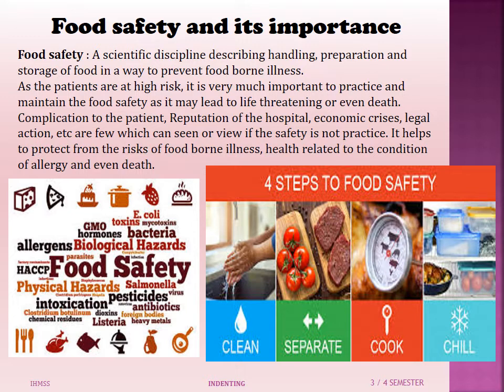As the patients are at high risk, it is very important to practice and maintain food safety, as failure may lead to life-threatening complications or even death. Complications to the patients, reputation of the hospital, economic crisis, legal actions, etc. are a few which can be seen if safety is not practiced. It helps to protect from the risk of foodborne illness, health conditions related to allergy, or even death.